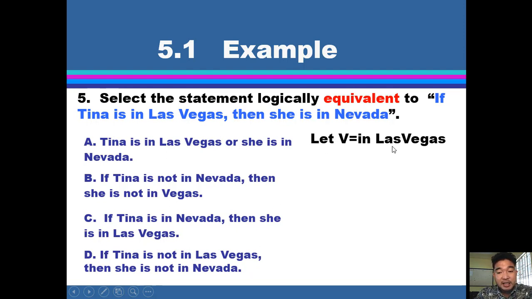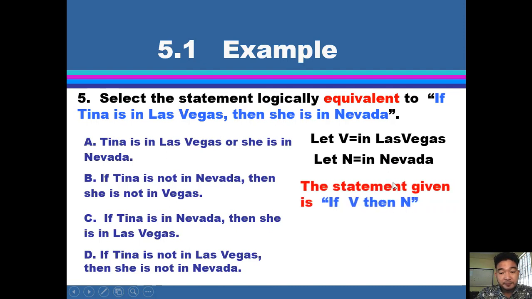Let V be in Las Vegas and N be in Nevada. Okay? Then, the statement given is if V, then N. Ayun kasi yung given natin na if Tina is in Las Vegas, so if V, then she is in Nevada. So, this is our given statement. If V, then N.